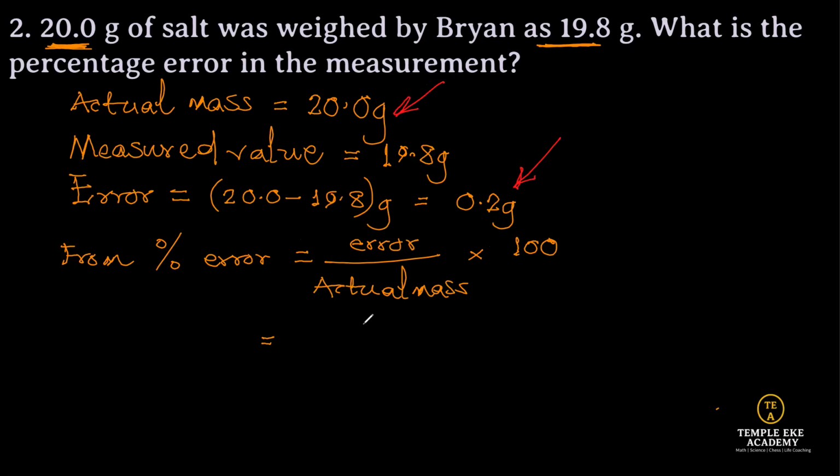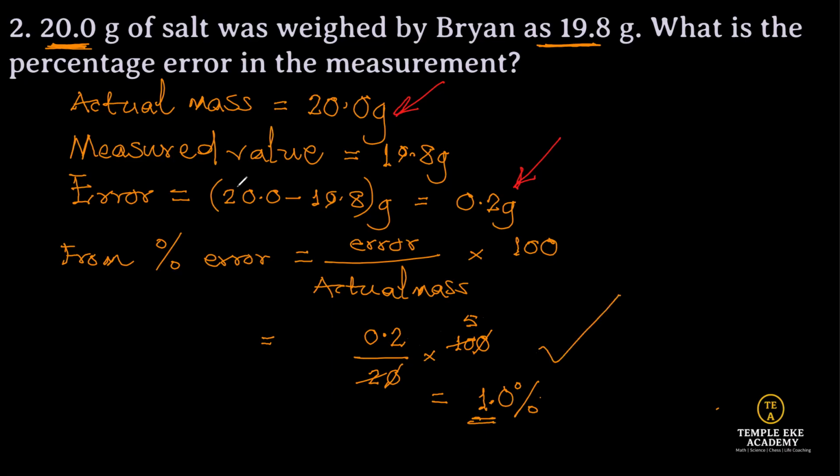And now the percent error will be the error value, 0.2, divided by the actual mass, which is 20.0. I will simply write 20, multiplied by 100. And this can easily be calculated. 0.2 divides into 10, 5 times. And 0.2 multiplied by 5 gives us 1%, 1.0%, respecting the fact that values are presented to one decimal place. 1.0%, our final answer. Very simple.